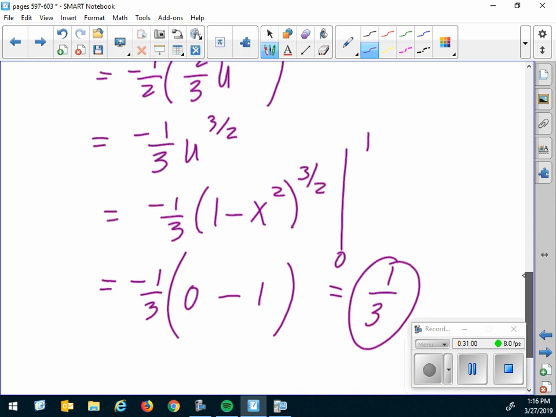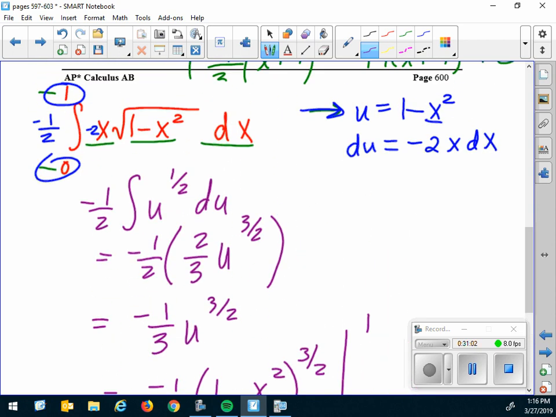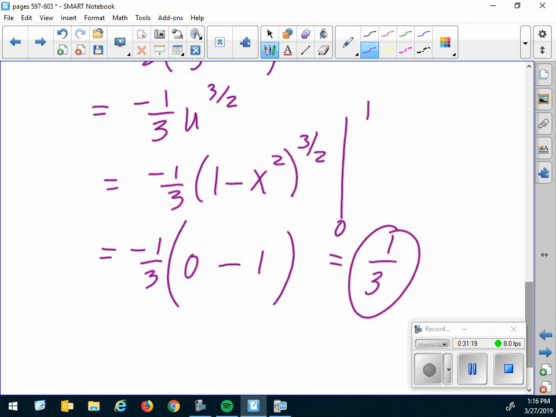Long story short, either you decide to, when you change to u, you change your limits to u limits, or you say, I don't want to change them, I want to leave them, then you leave these blank until you get x back in there and then stick them back in. It doesn't matter which way you do it. Are there certain times we're going to prefer one? No. So just practice whichever one. Okay, let's try one more and then we're going to do the 2 on your paper.